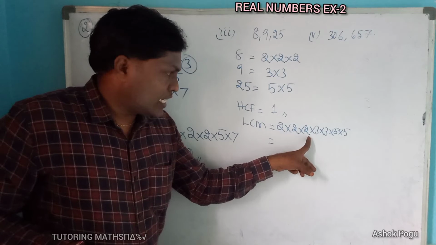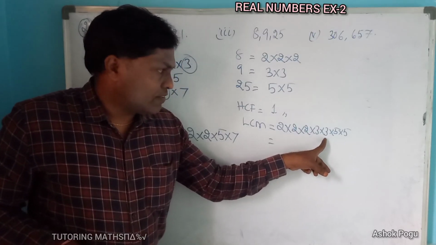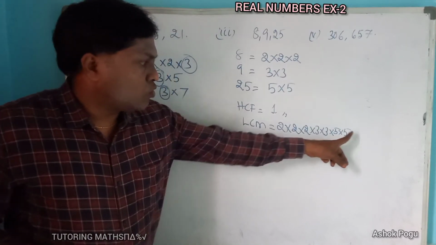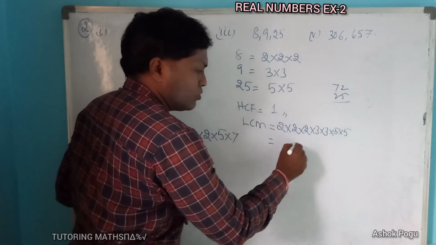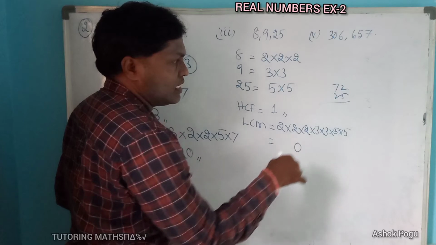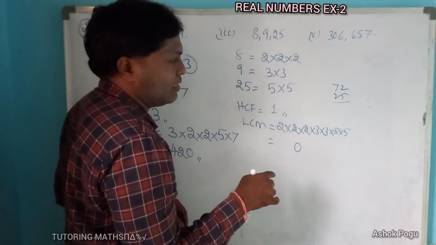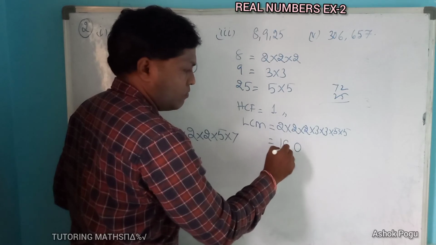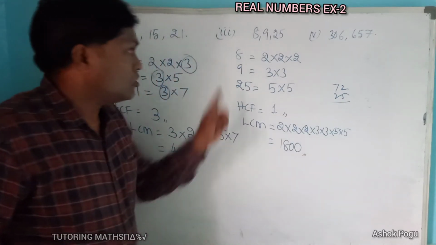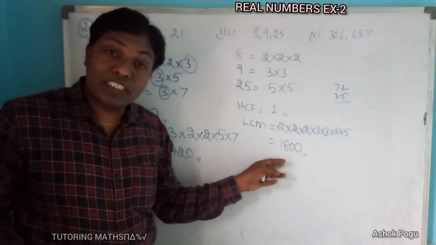So finally, the product of all the numbers becomes LCM. 2 2s are 4, 4 2s are 8, 8 3s are 24, 24 3s are 72, 72 into 25. 25 7s are 175, 175, and 5 2s are 10, 50, so 1800. Finally, the LCM of these three numbers is 1800.